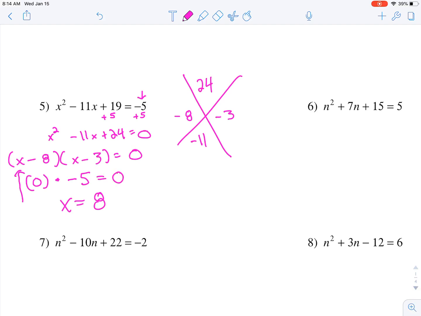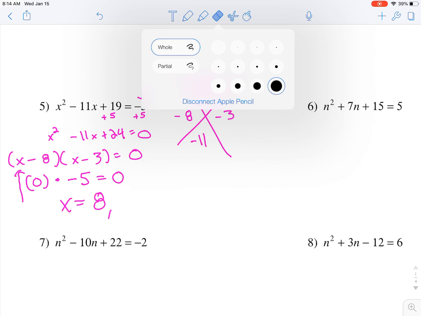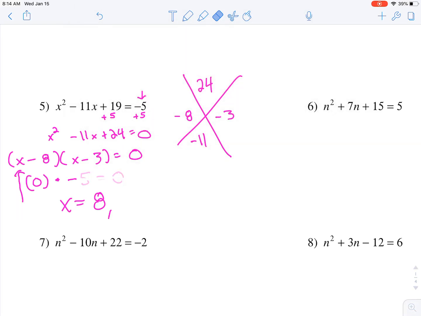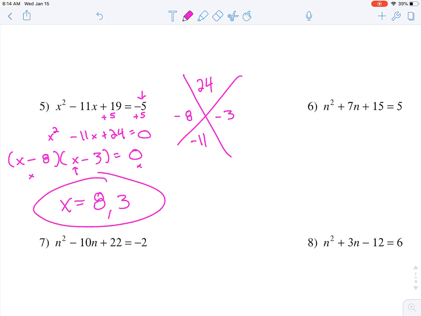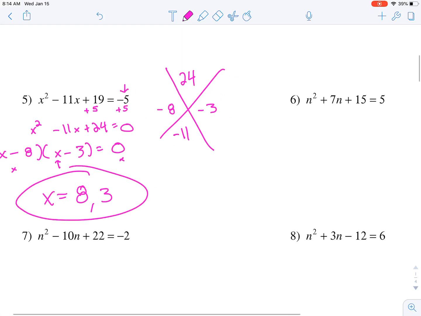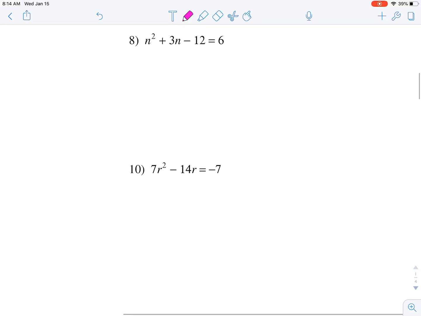Is that true? Is 0 times -5 0? It is. And the other x value that would give me 0 would be what? Well, that would be 3. Because I could put 3 there, it'd give me 0, and I'd multiply it by this, and it would give me 0. So the answers are 8 and 3, and that's solving by factoring. We're pretty good at this, so I may only do just one more.